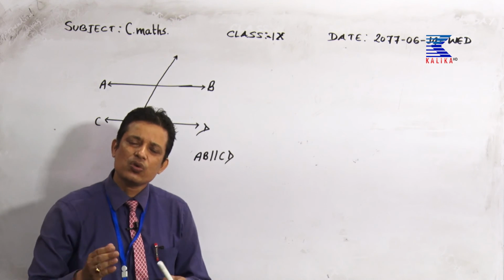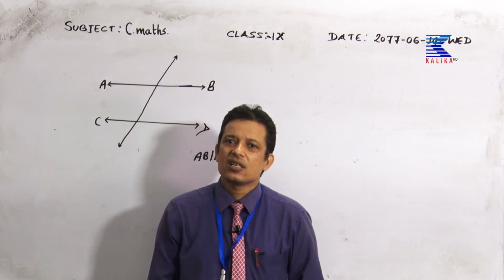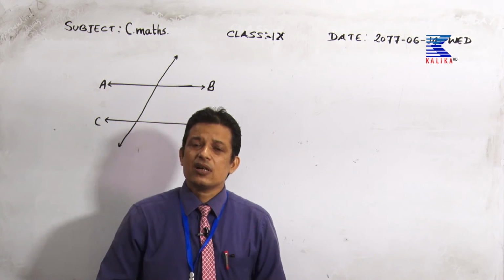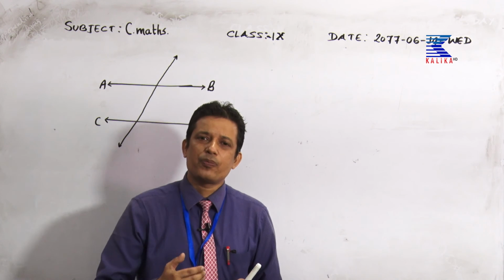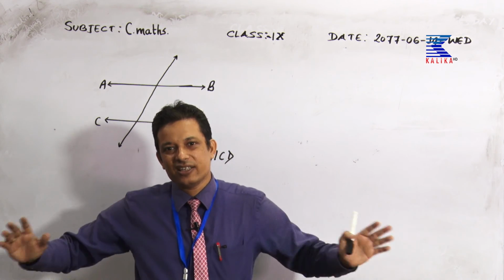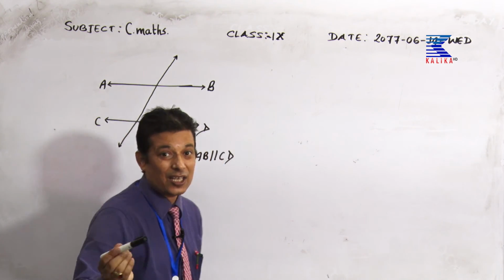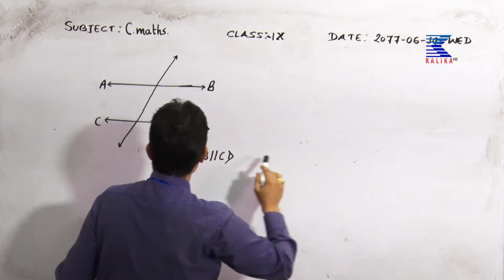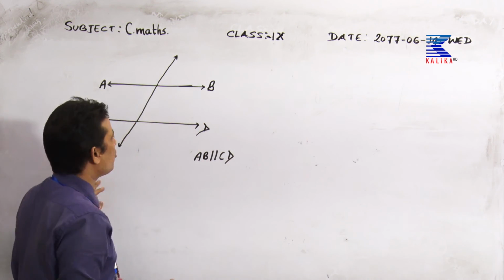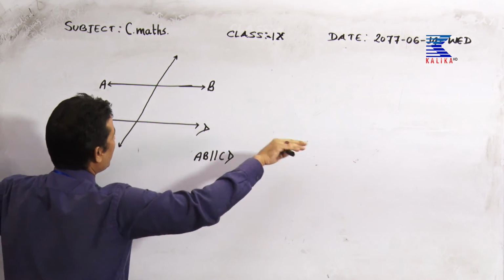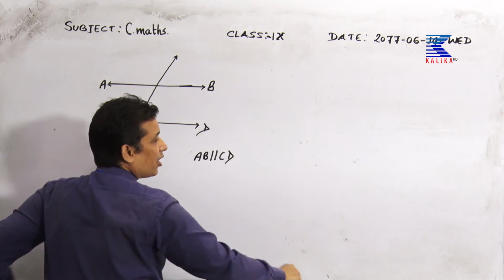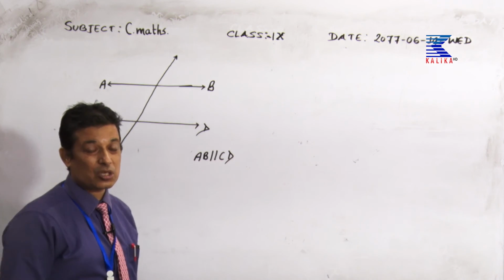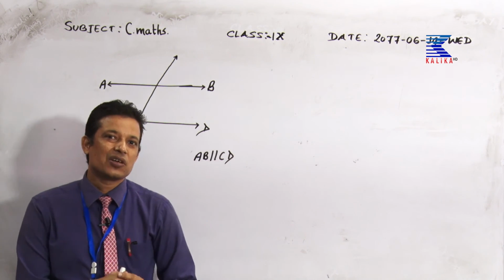Parallel lines means those types of lines which do not meet each other even if we produce both the lines in either direction. It means if you lengthen this line AB up to there and CD also up to there, or wherever you draw, either left side or right side, if you produce the lines in either direction, they will never meet. So, such lines are known as parallel lines.